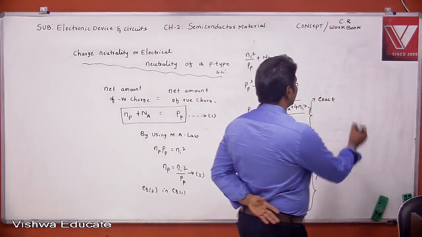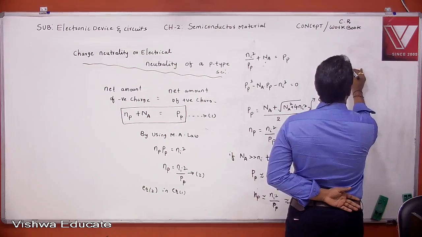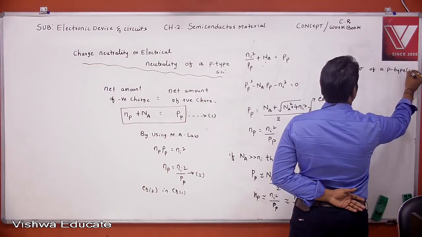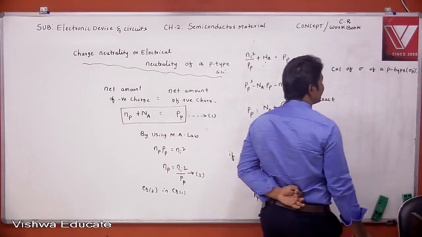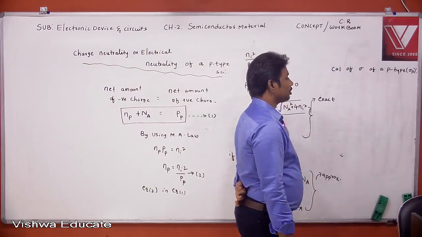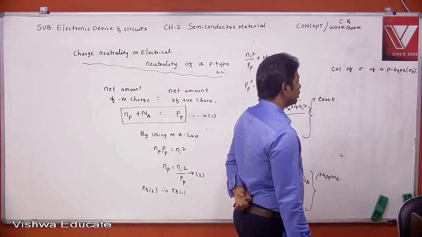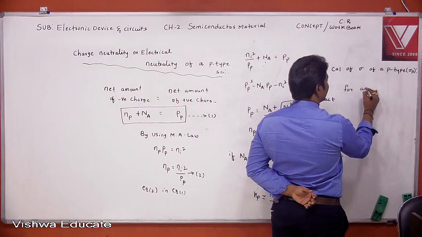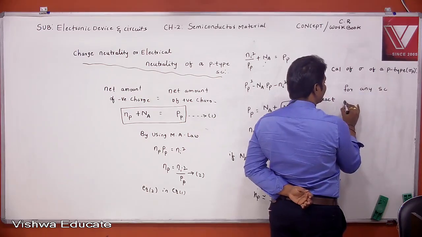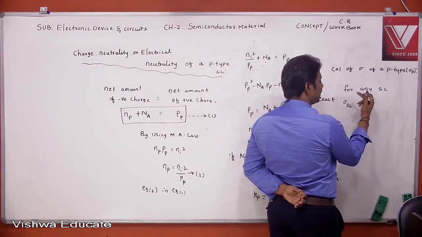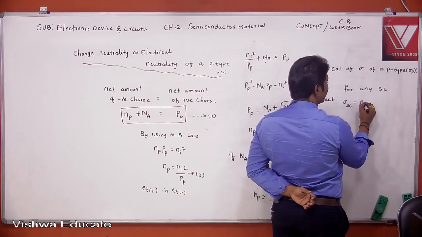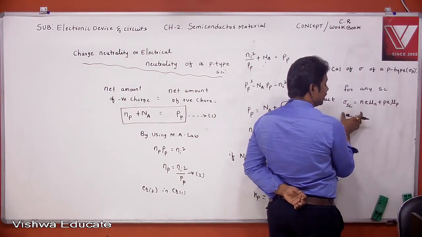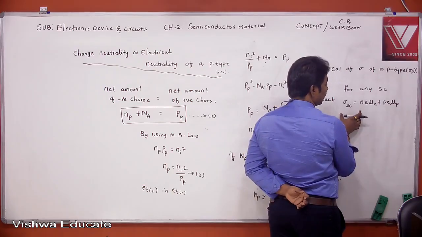Next topic: calculation of conductivity of a p-type semiconductor, sigma p. How do we calculate the conductivity for a p-type semiconductor? First I define it for any semiconductor, which may be intrinsic or extrinsic. What is the conductivity equation? It is n into e into mu n plus p into e into mu p. This is the equation for conductivity for any semiconductor.